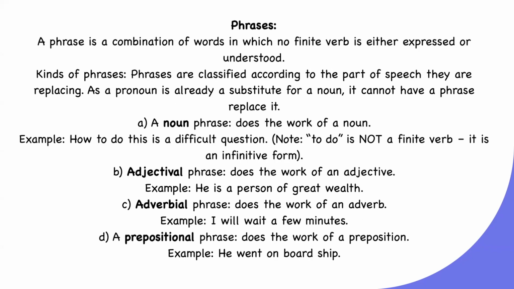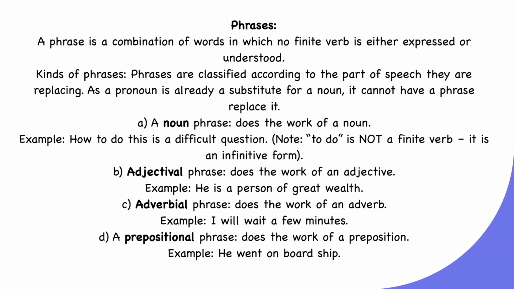Phrases. A phrase is a combination of words in which no finite verb is either expressed or understood. Kinds of phrases. Phrases are classified according to the part of speech they're replacing. As a pronoun is already a substitute for a noun, it cannot have a phrase to replace it. So we've got a noun phrase, which does the work of a noun. How to do this is a difficult question. To do is not a finite verb, it's an infinitive form.